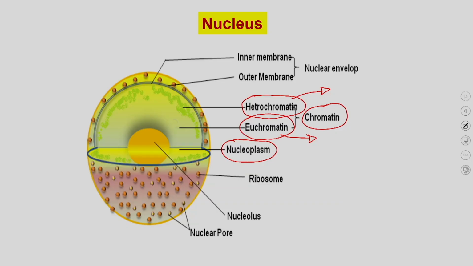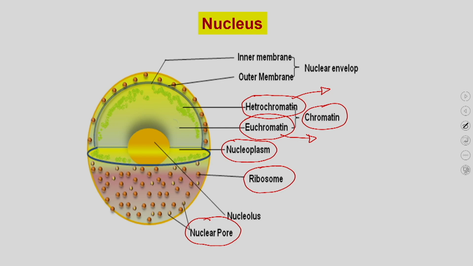Apart from that, you have the ribosomes which are present on the outer surface of the nucleus, and the nucleus also contains a nuclear pore. The nuclear pore is very important in terms of regulating the material within the nucleus or outside the nucleus. So, the nuclear pore is a very controlled pore which regulates the exchange of material between the nucleus as well as the cytosol. It has a very complex structure.